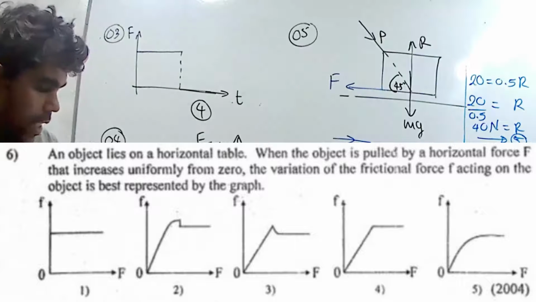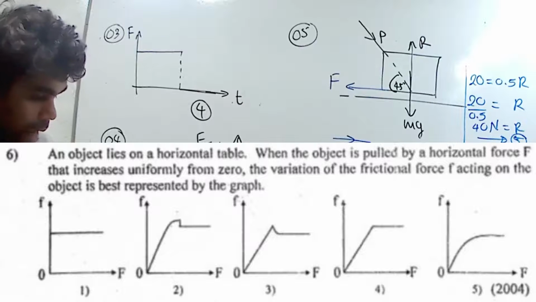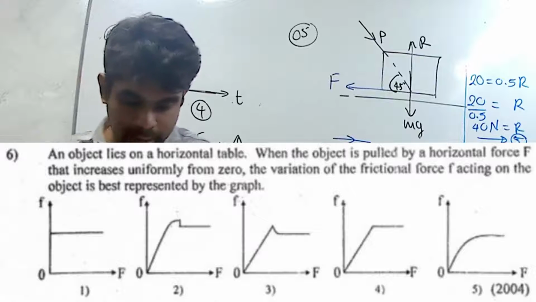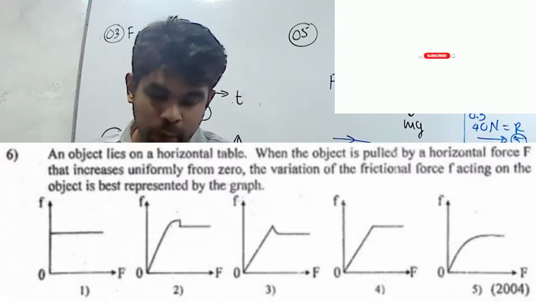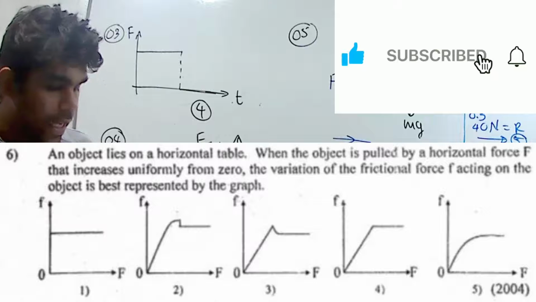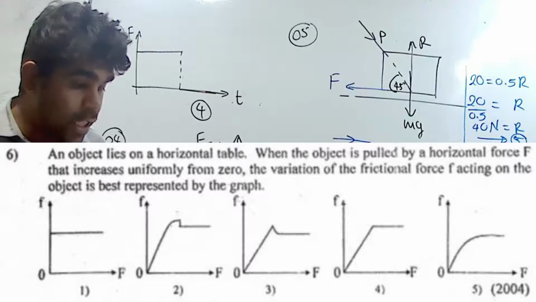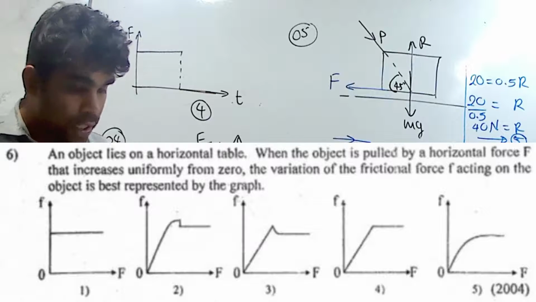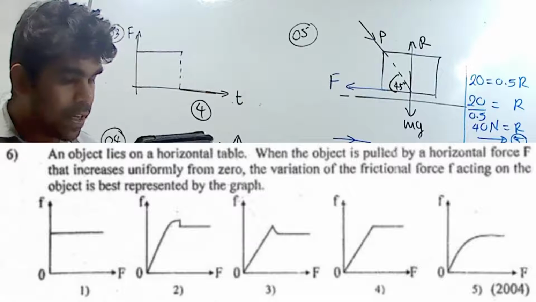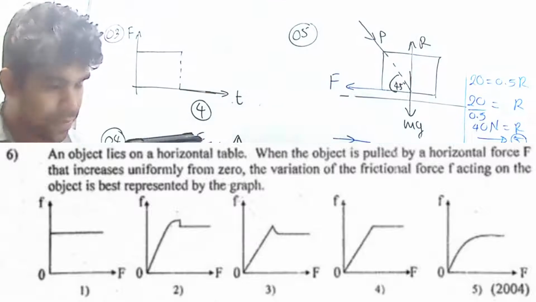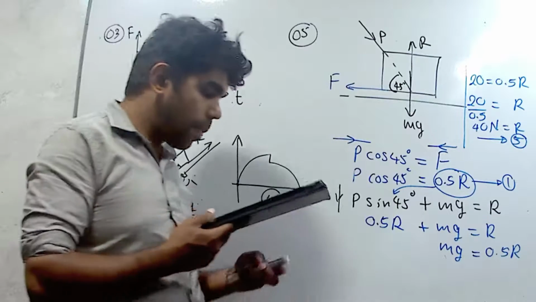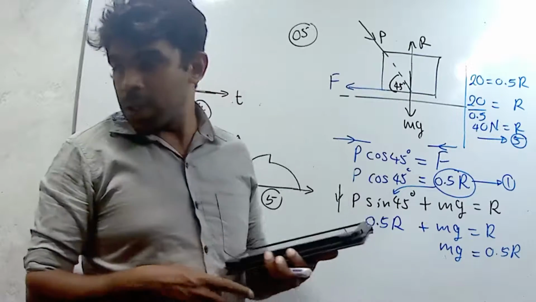Then question number 6. An object lies on a horizontal table. When the object is pulled by a horizontal force F that increases uniformly from 0, the variation of frictional force F acting on the object is best represented by the graph. We have to remember the corresponding graph.